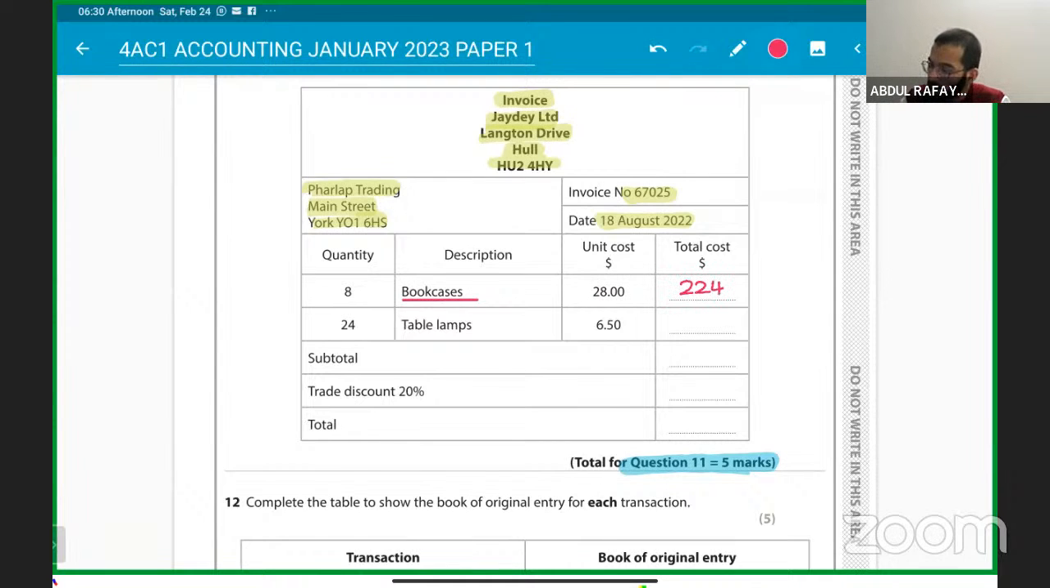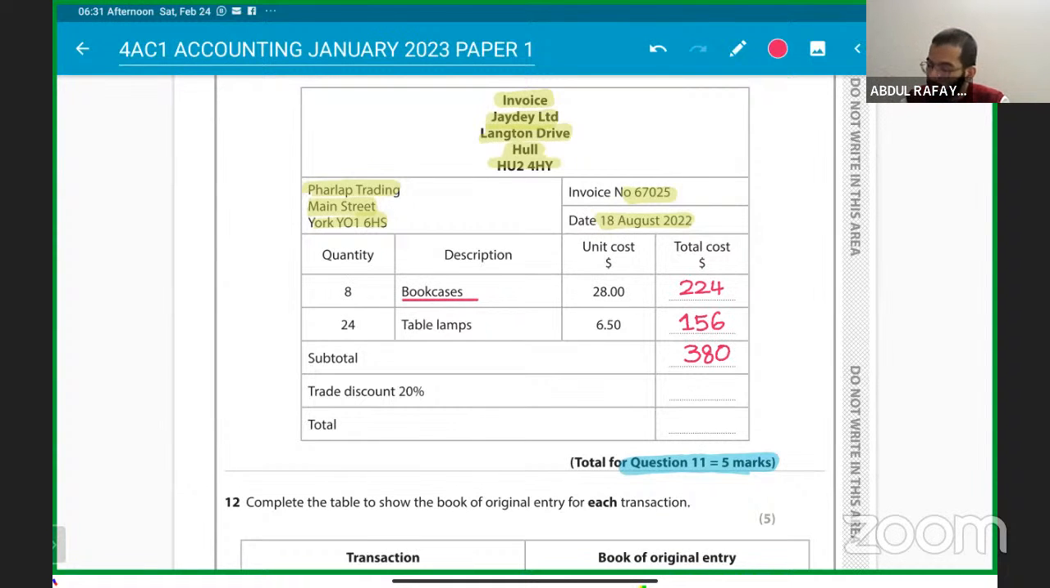Okay. Similarly, there are table lamps. So table lamps cost 6.5 each, and the quantity is 24. So it will be 6.5 into 24. So I'm getting it as $156. Got it, guys? Clear? So 224 plus 156 is basically $380, the subtotal of the invoice.